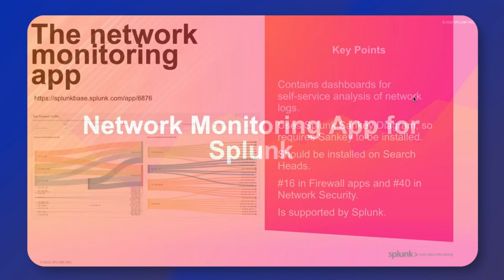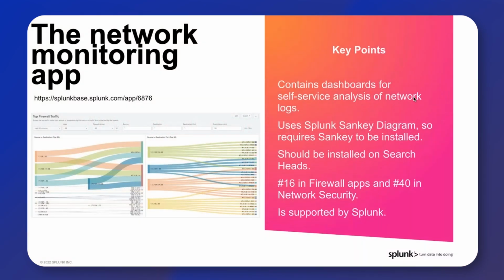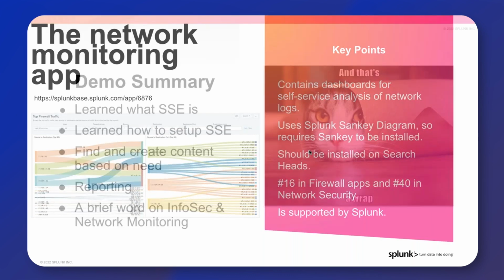And then there's also the network monitoring app for Splunk. Basically, the network monitoring app for Splunk is what it sounds like. It's looking at network data coming in, and contains dashboards for analysis of network logs and data. It utilizes heavily that Splunk Sankey diagram that I showed off earlier. It is installed on search heads only, because when your network data is coming in, it's quite lightweight to look at and search on. And it's number 16 in the firewalls and 40. That's basically showing that it's a popular app.